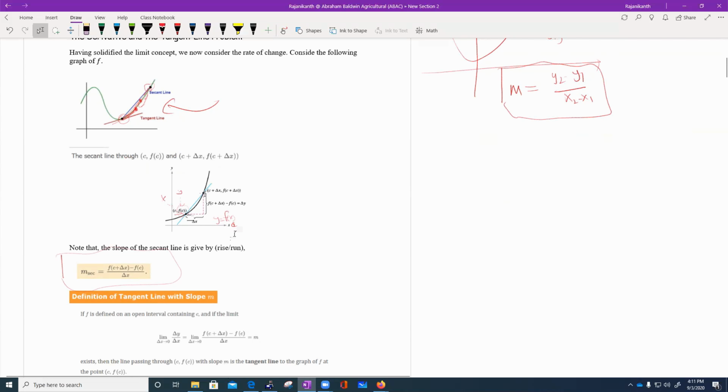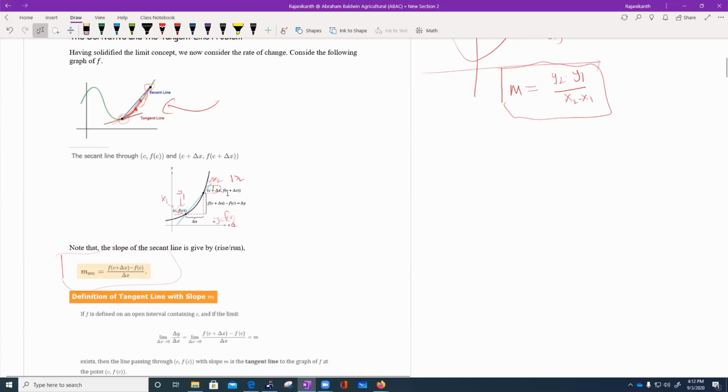Suppose you have another point with an increment of delta x from the original value c. If you have a small increment along the x-axis, you get another point. That point's coordinate is now c plus delta x. For this x value, my y coordinate is f of c plus delta x. Simply think of this as x1, y1 and x2, y2, 2 points.